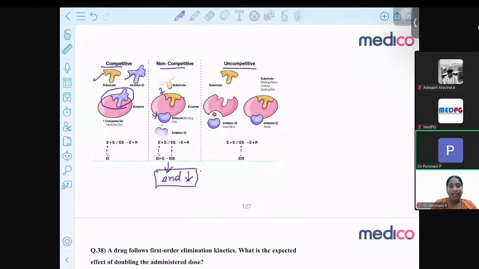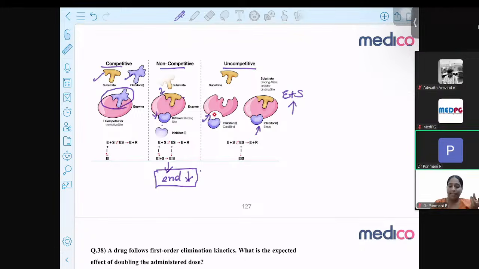Okay, and what is uncompetitive? Uncompetitive is totally different. In uncompetitive inhibition, the inhibitor cannot bind to the enzyme alone. The inhibitor can bind only when the enzyme is combined with the substrate. Only then can it bind.